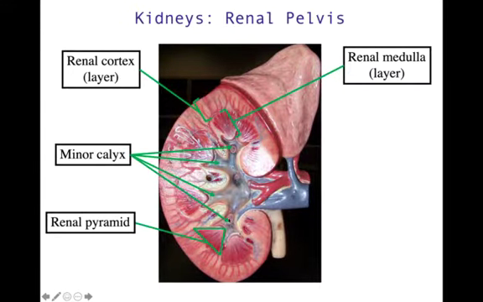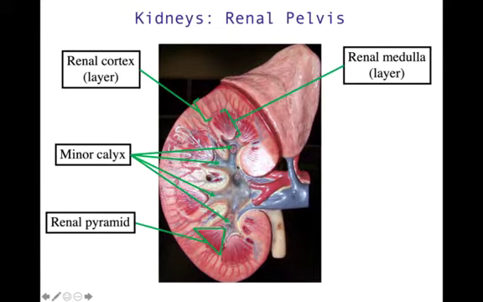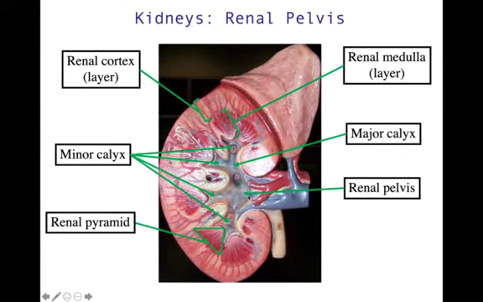And then we have the minor calyces. The papilla, or the apex of each pyramid, feeds into these spaces here, which are called minor calyces. For example, this one here: a minor calyx will feed into a major calyx. All the major calyces feed into this funnel-shaped region, this expanded part of the ureter. We call this the renal pelvis, and from the renal pelvis we feed into the ureter.